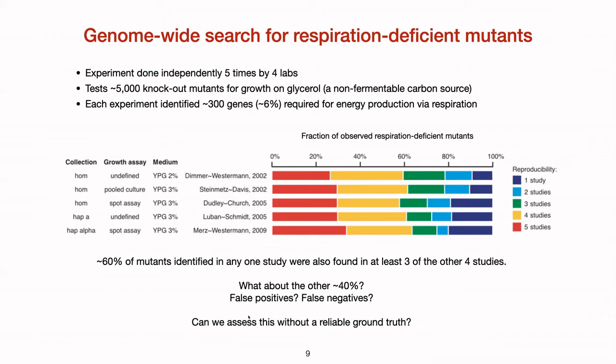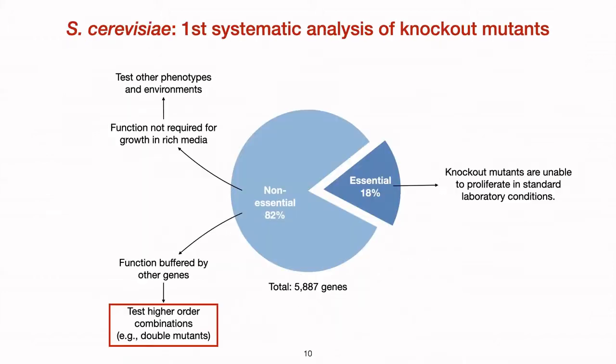Here I'm going to take a little digression and go back to this point where I told you that while one part of the yeast community was screening the knockout collection for different phenotypes in different environments, another smaller part of the community was focusing on testing higher order combinations of deletion mutants. And this will become important to help interpret the knockout screens, such as respiration deficiency.